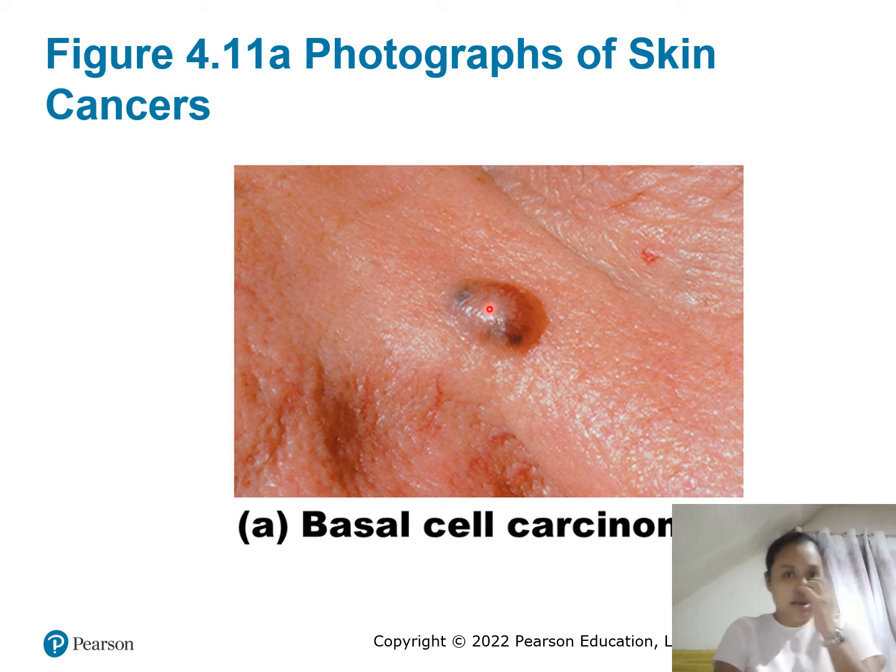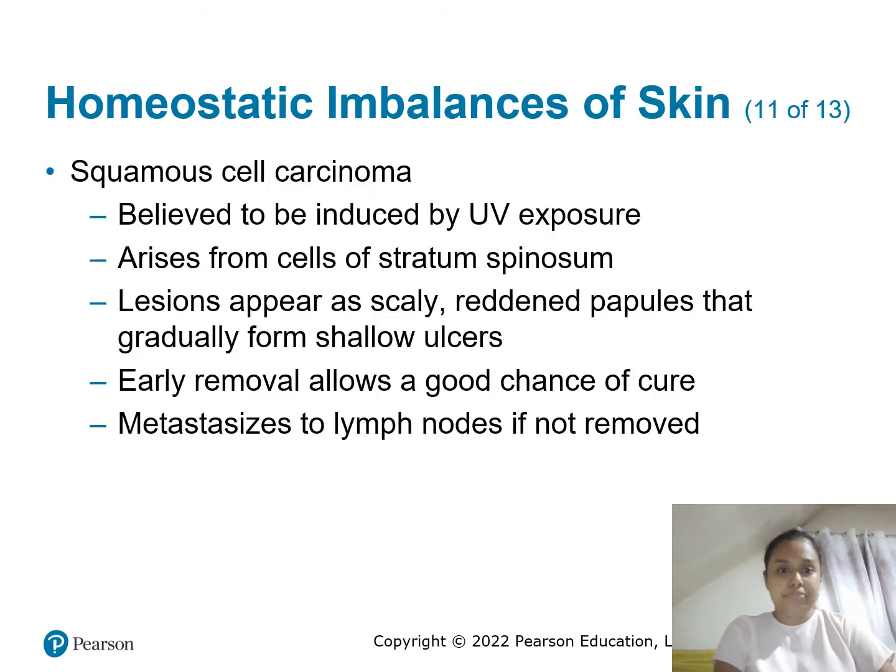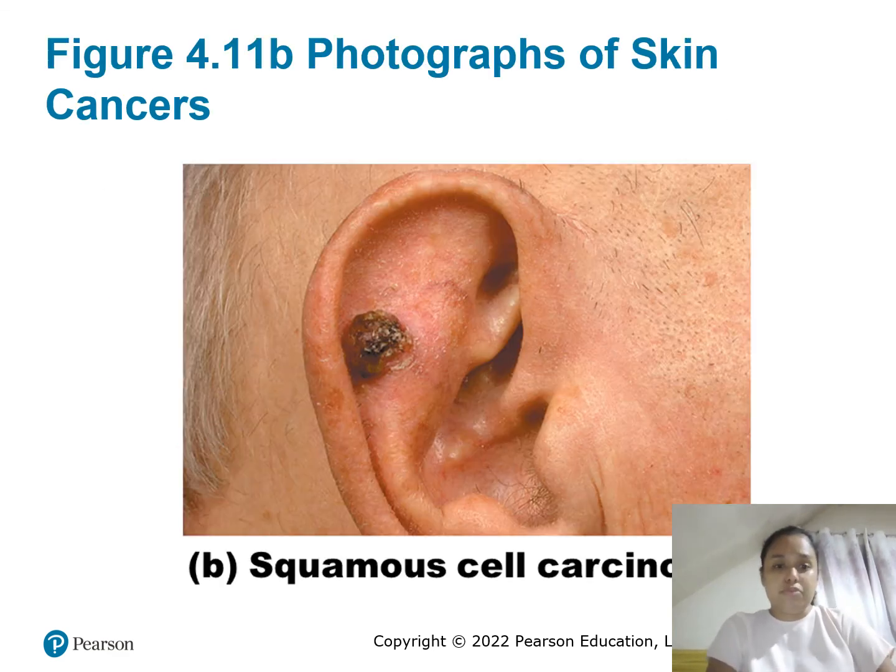Yeah, it doesn't follow all the time, there's ulceration sometimes. Now, with your squamous cell carcinoma, it's believed to be induced by UV exposure. This time, it arises from the cells of your stratum spinosum. The lesions this time sometimes appear scaly, medyo red, tapos sometimes may shallow ulcers. The earlier you remove it, the better chance of curing it. It can metastasize or spread to your lymph nodes if not treated.